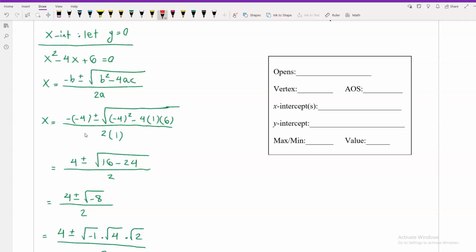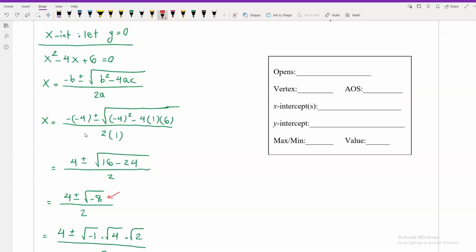So we have negative times -4, negative positive square root of -4 squared minus 4 times a is 1, c is 6, divided by 2 times a is 1. So we have negative times negative is +4, then we have -4 squared is 16, -4 times 1 times 6 is -24. So inside the square root we have 16 minus 24, and then divided by 2. So what we have here on top, we have 4 negative positive square root of 16 minus 24, that is -8.